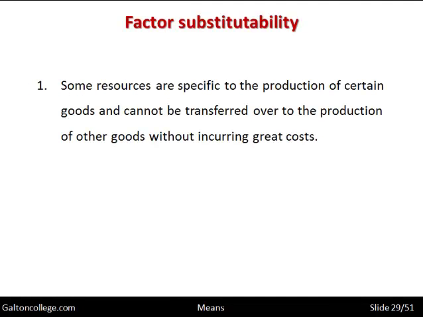Some resources are specific to the production of certain goods and can't be transferred over to the production of other goods without incurring great costs. So sometimes some factors of production are fixed. They can only do that. So a nuclear generating plant can only generate electricity, I presume. It can't become a bakery, or not easily become a bakery. It would have to be converted. So factor substitutability. Sometimes factors of production are fixed. They can't be switched over into other areas.